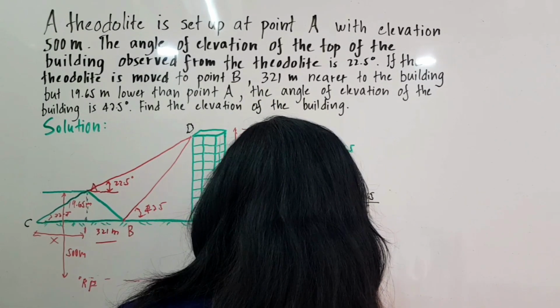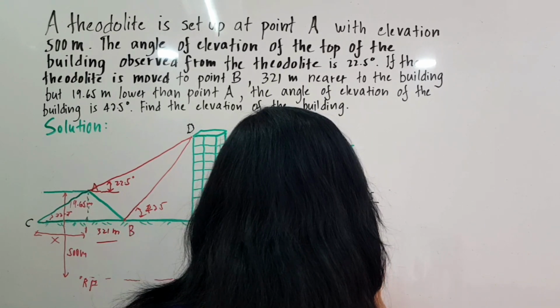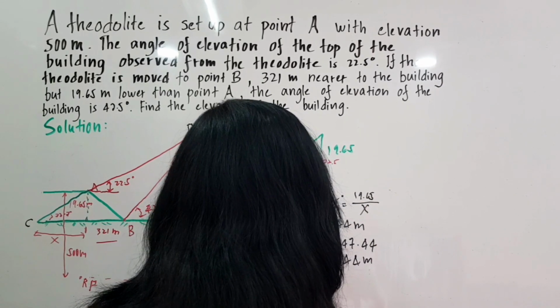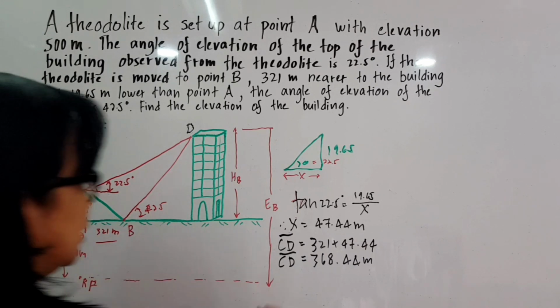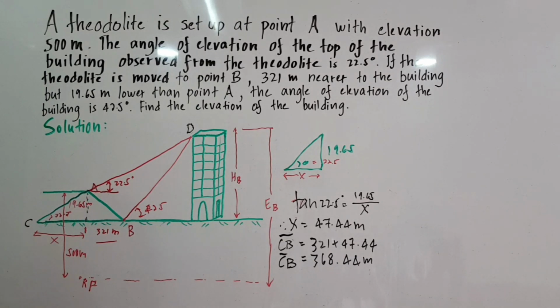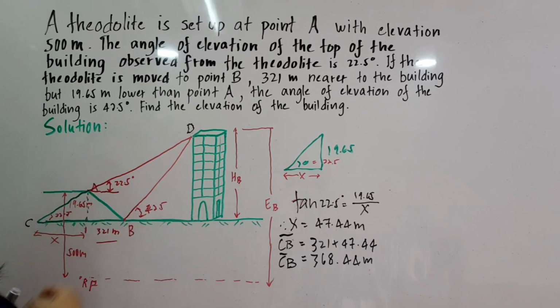CD therefore is equal to 368. Yun yung distance ni CD. Sorry, it's not CD, it is CB. So, nakuha na natin yung distance na to. Tapos ngayon, ang isunod natin na isolve dito is yung distance nito, C to D. Kasi unknown pa yan eh.